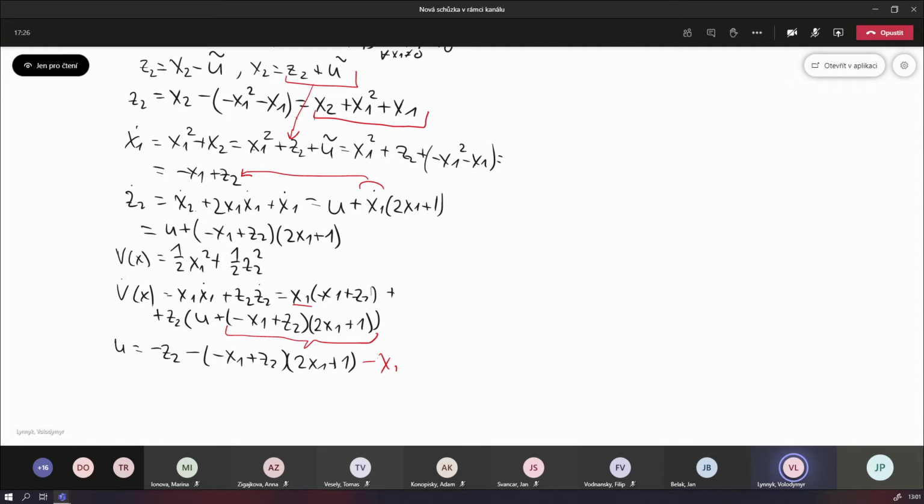And then if we put this control, we get V dot equal to minus x1 squared and minus z2 squared, and the system is globally asymptotically stable.